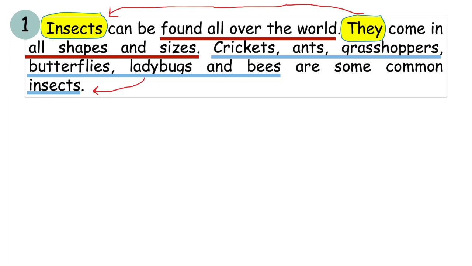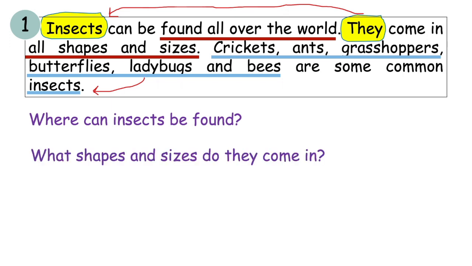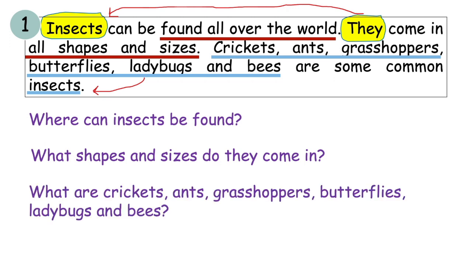Okay, so just to check whether you have understood this paragraph, where can insects be found? They can be found all over the world. What shapes and sizes do they come in? The second sentence tells us that they come in all different shapes and sizes. What are crickets, ants, grasshoppers, butterflies, ladybugs, and bees? We know that these are some common insects.